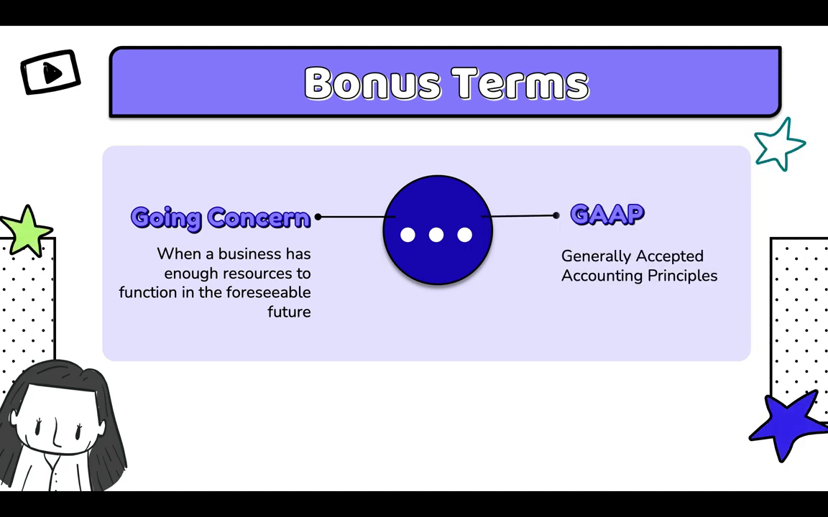Then we have GAAP, which is generally accepted accounting principles. As simple as the name suggests. You might have come across this acronym when reading balance sheets. So that will cover it for today.